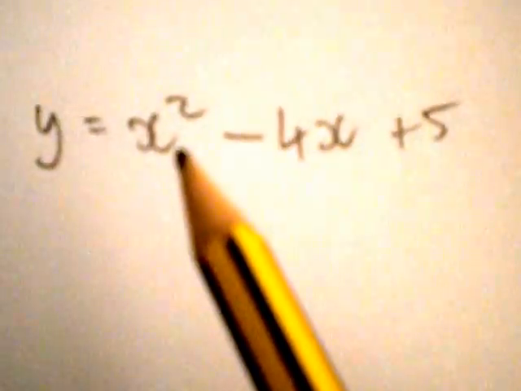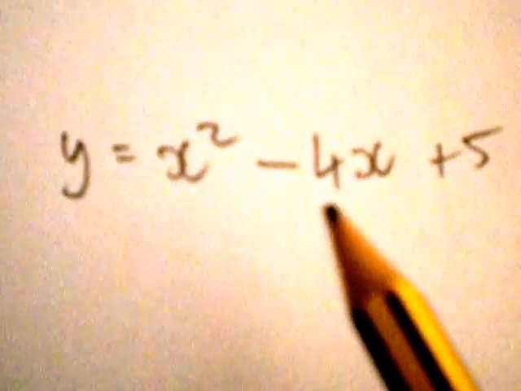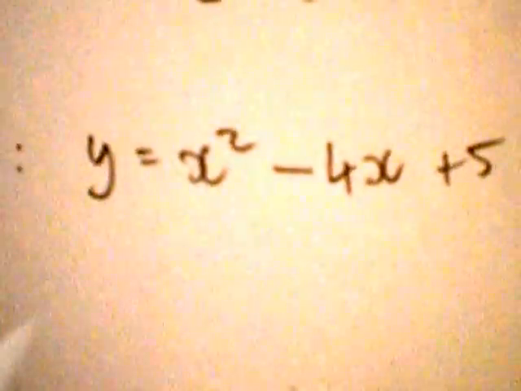Let's try the second point, and we'll plug in a 2 and hope for a 1. So 2 squared is 4, take away 4 times 2, so take away 8, that's negative 4, plus 5, guess what, it gives us positive 1, so job done.